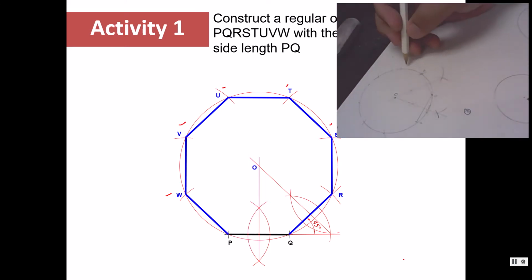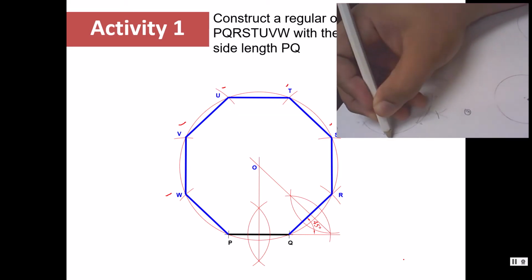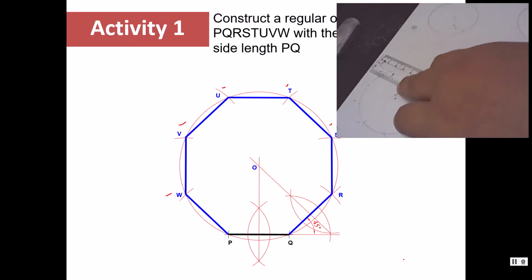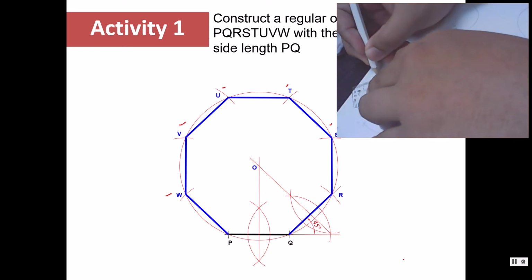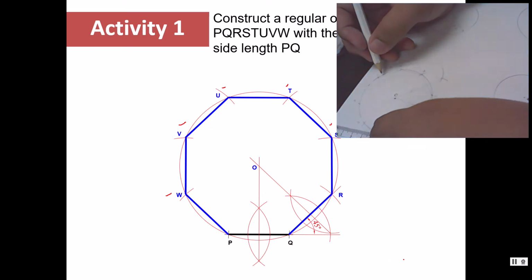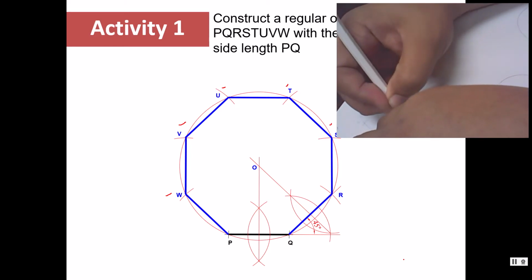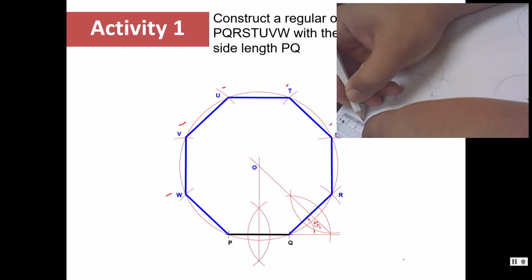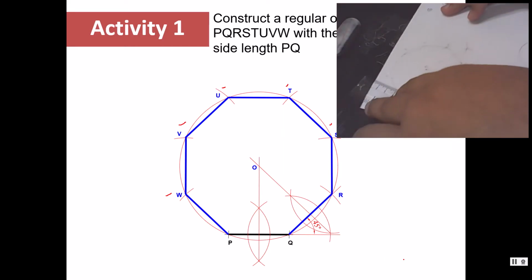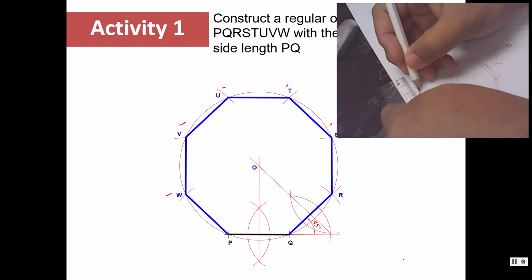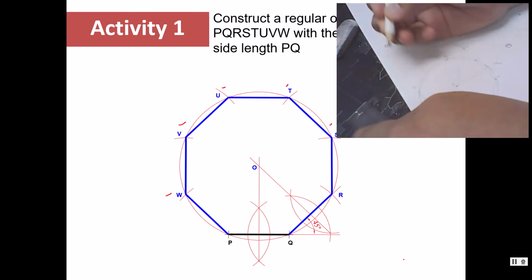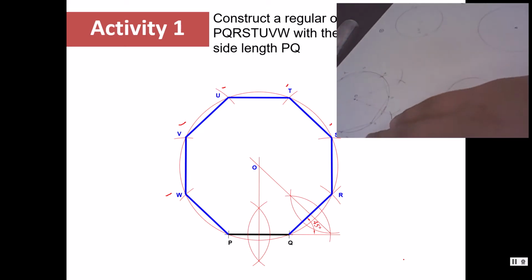So after you have all the points R, S, T, U, V, W, you can just use the ruler to connect all the dots. It's really important for you to measure it correctly, otherwise the shape is not going to be perfect. Okay, something like that. So at the end, you're going to get an octagon as the first activity.